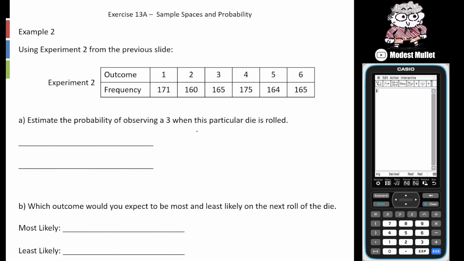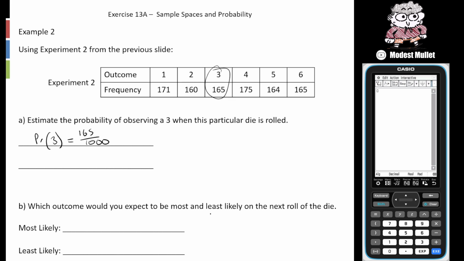Estimate the probability of observing a 3 when this particular dice is rolled. So we can see here that rolling a 3 occurred 165 times. So the probability of a 3 experimentally, according to this, is equal to 165 on 1,000. And I'll leave that to you to simplify.